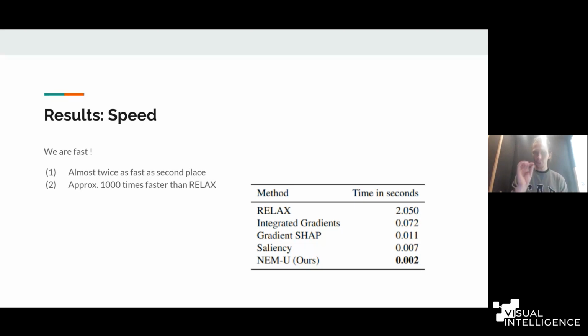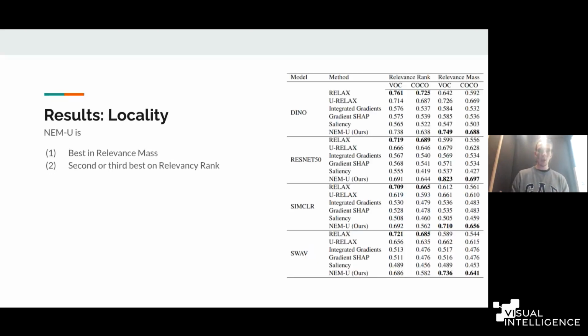To understand the speed, it should also be noted that we are only measuring in the inference setting. Of course, there is a price according to this, which is that we need to train the NEM-U system compared to all the other methods. So if you only wanted one image, sometimes relax would probably be better to do than NEM-U, for example.